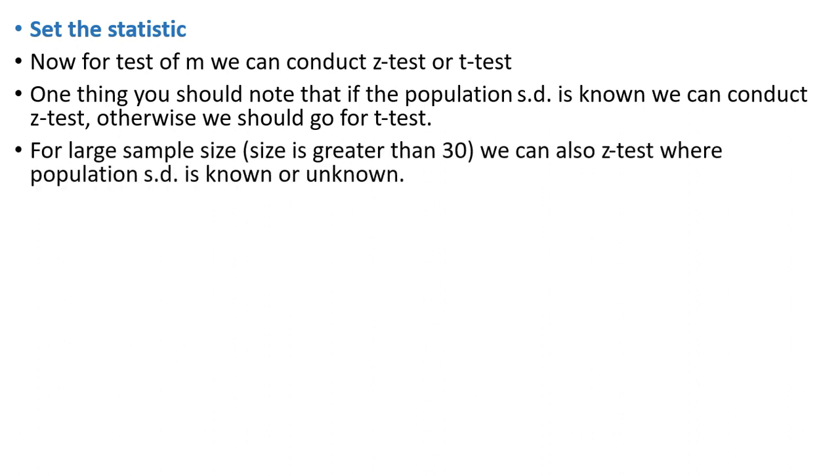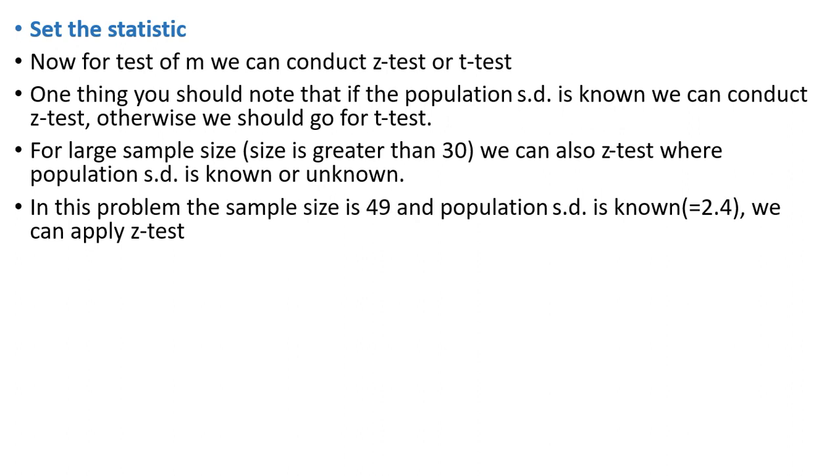For a large sample, where the sample size is greater than 30, we can also go for a Z test, whether the population standard deviation is known or unknown. But if the sample size is less than 30, then we look at the next step: whether the population standard deviation is known or unknown. If it is known, we go for a Z test. If it is unknown, we go for a T test. That's the story.